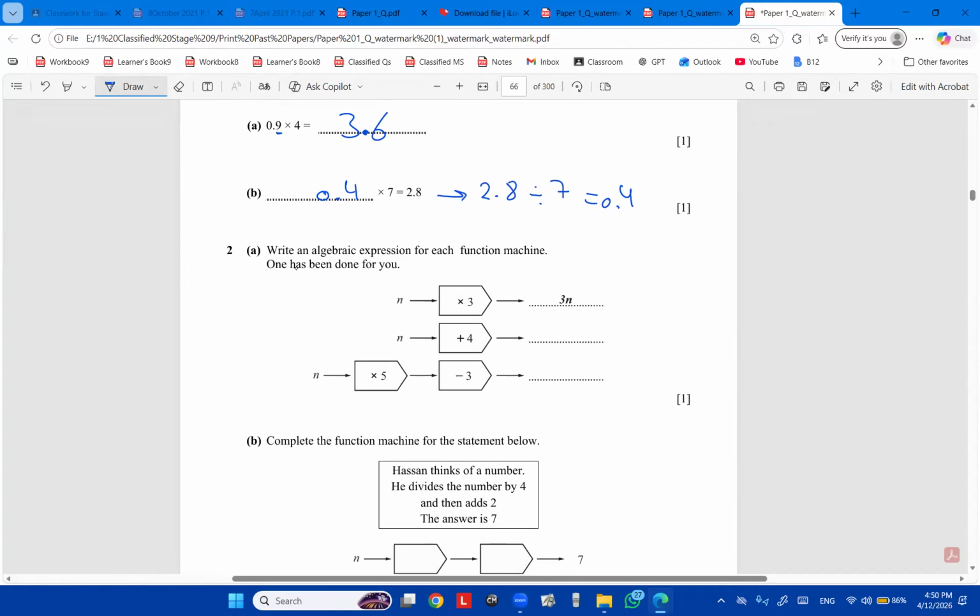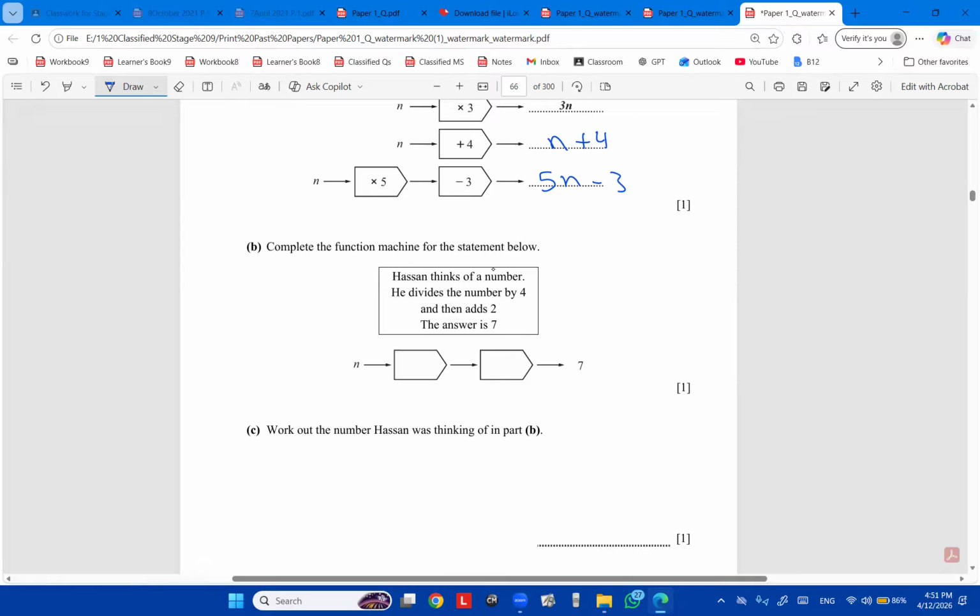In this question, they are saying to write an algebraic expression for each function machine. One has been done for you. N multiplied by 3 is 3n, so n plus 4 is n plus 4. N multiplied by 5 is 5n minus 3.